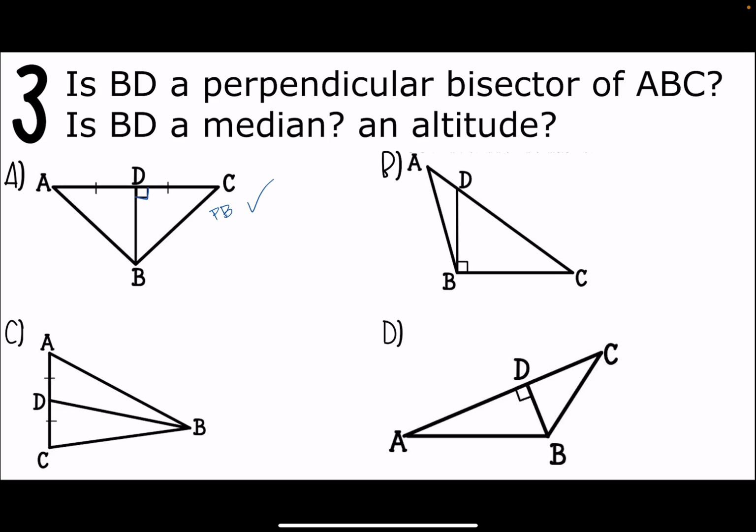It is also the altitude because it's hitting it across the way, and it's doing it at a 90-degree angle. And then the median, it's going from the vertex to the opposite side to the midpoint. So this is yes, yes, yes to all 3 of them. And that's the thing, right? Before we talk about B, these segments can be perpendicular bisectors, medians, and altitudes all at the same time. All right. B is not a perpendicular bisector.